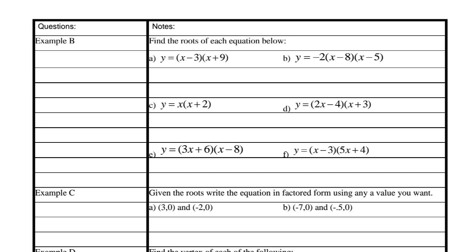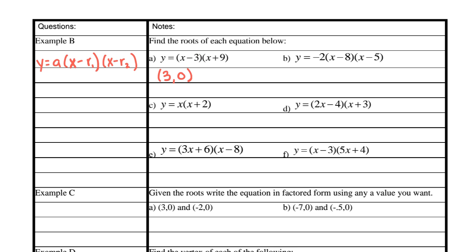Example B, find the roots of each equation below. In our factored form, in the parentheses, we have both of our roots as r1 and r2. So if we compare this to example A, which is y equals (x minus 3) times (x plus 9), we can find the roots pretty easily by matching the numbers up with r1 and r2. In the first parentheses, it's usually x minus r1, and in our problem we now have x minus 3. So r1 is the same as 3, and one of our roots is at (3, 0).